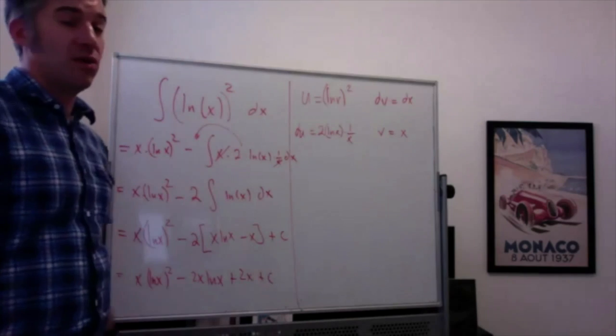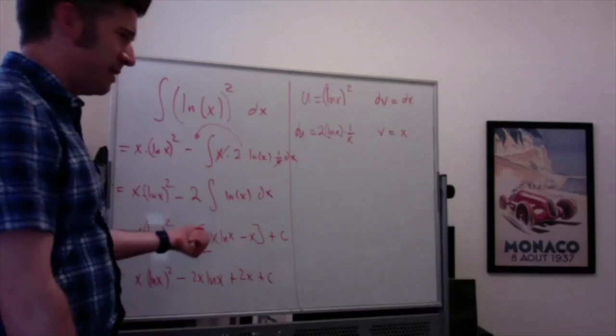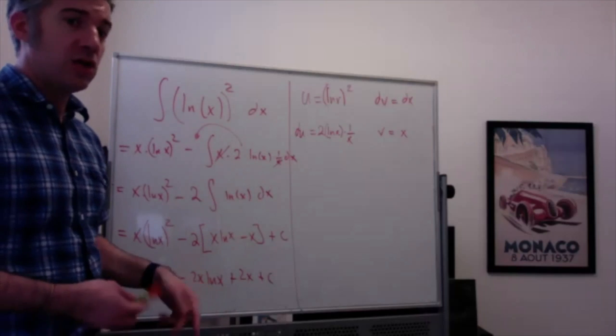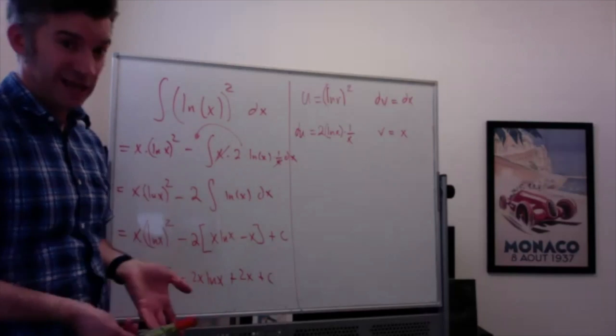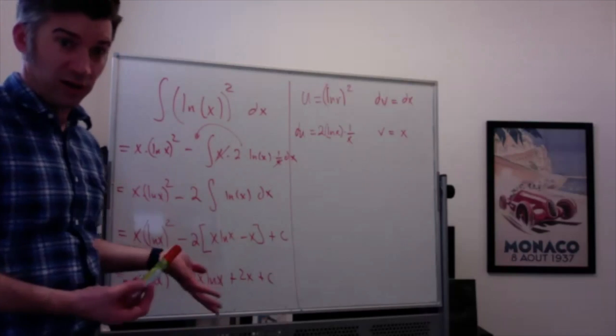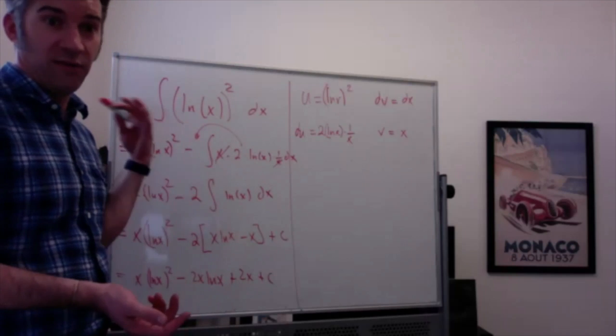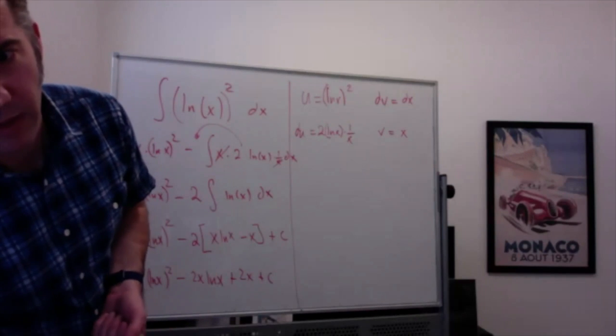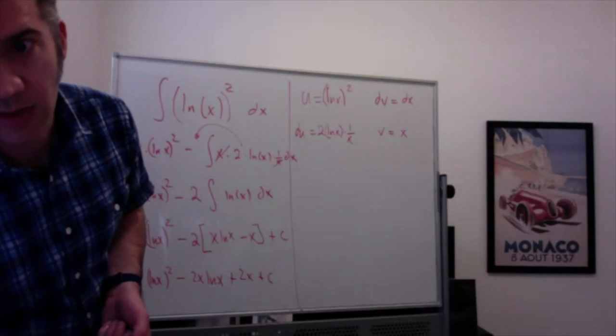I will point out, no one should be asking you any higher powers. If someone asks you the natural log of x quantity cubed, you would have to do integration by parts repeated 3 times. And there's no shortcut for it. There's no tabular method for this. You just have to do it. I don't think anyone's asking you that question, but if someone did, that's how you would have to do it.